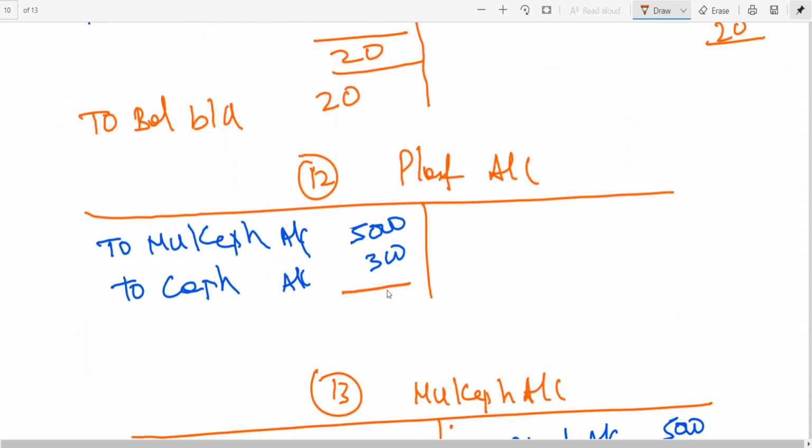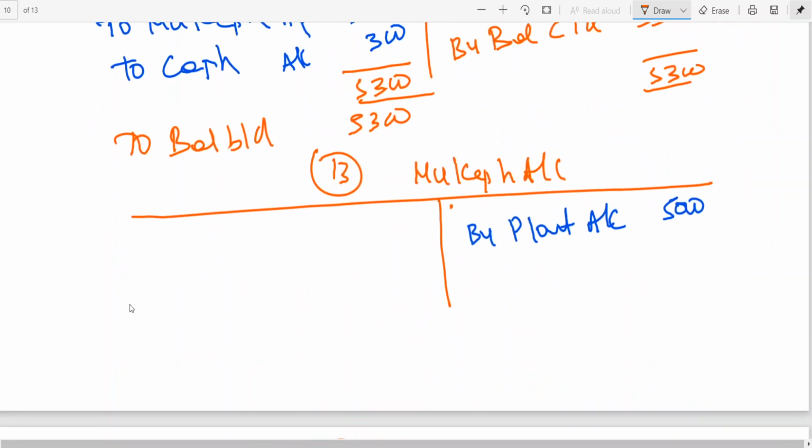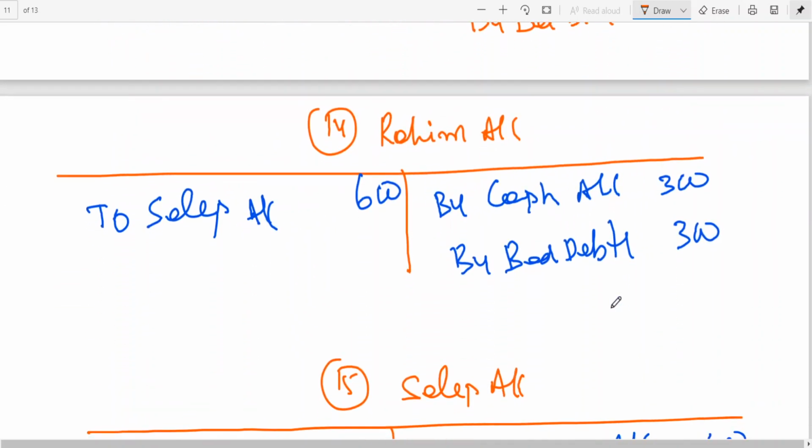Plant account. Mukesh account. I think if you practice a bit, you will understand it. Rahim account has been closed. As I told you, some accounts may have nil balance, some accounts may have debit balance, some accounts may have credit balance.